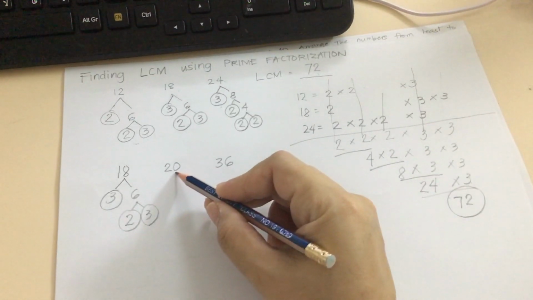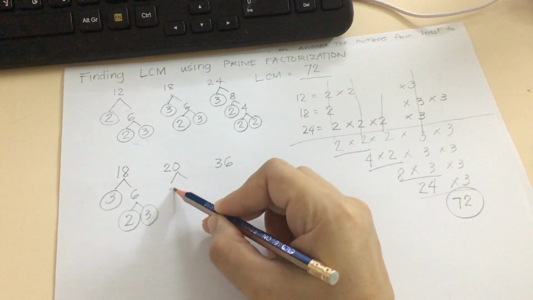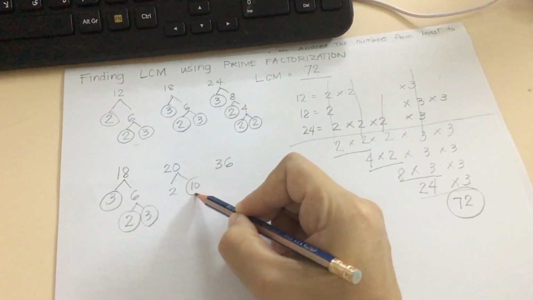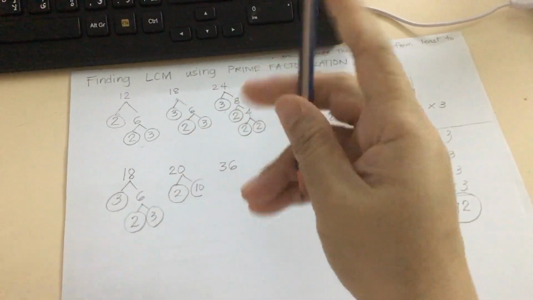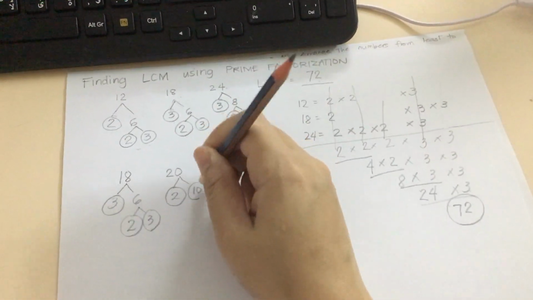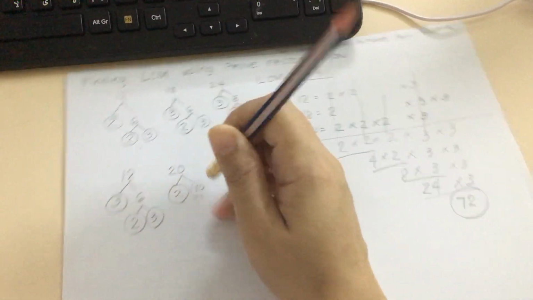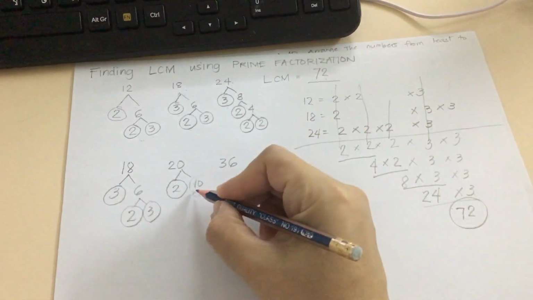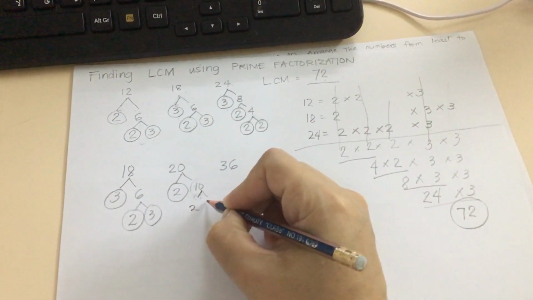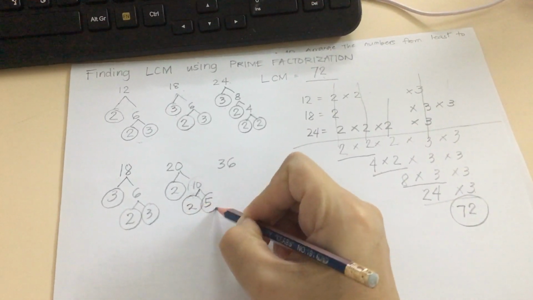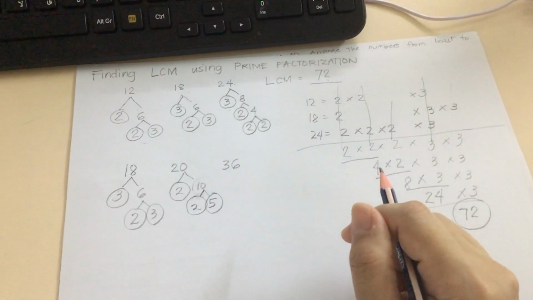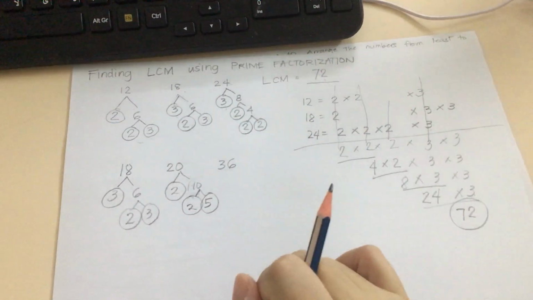Next, let's do the 20. So 20 is 2 times 10. 2 is the prime number, and then 10 is the composite. So we need to find the prime factors of 10. So that will be 2 times 5. Now 2 and 5 are already prime numbers, so we don't need to find the prime factors because they are already prime numbers.